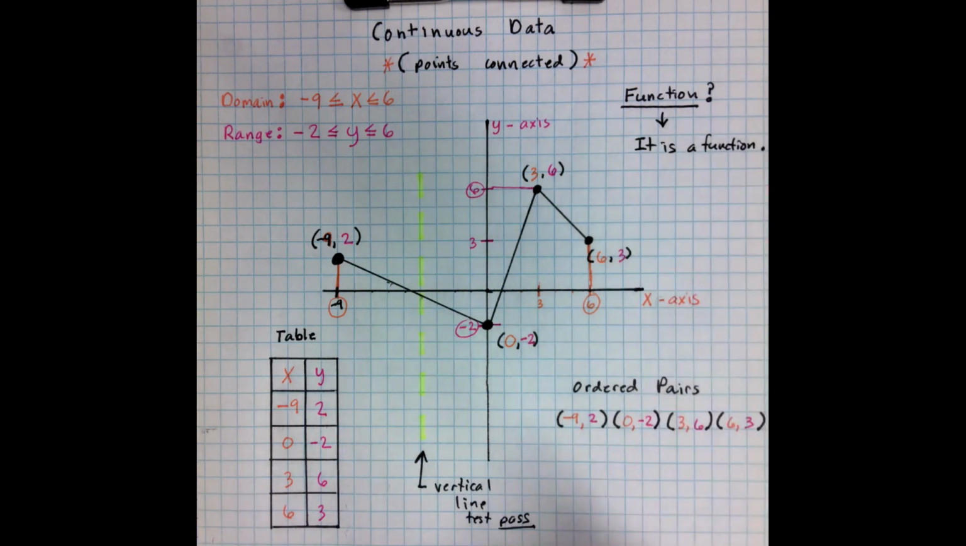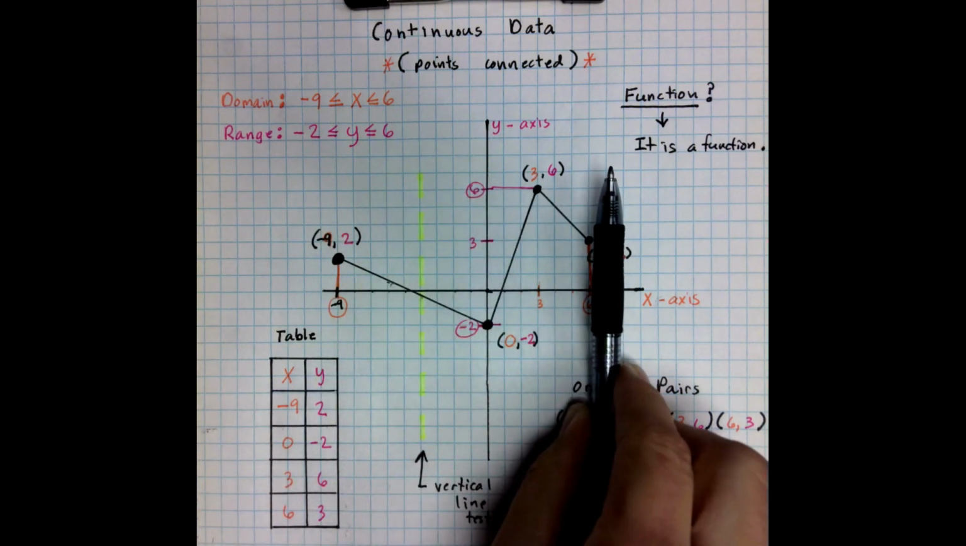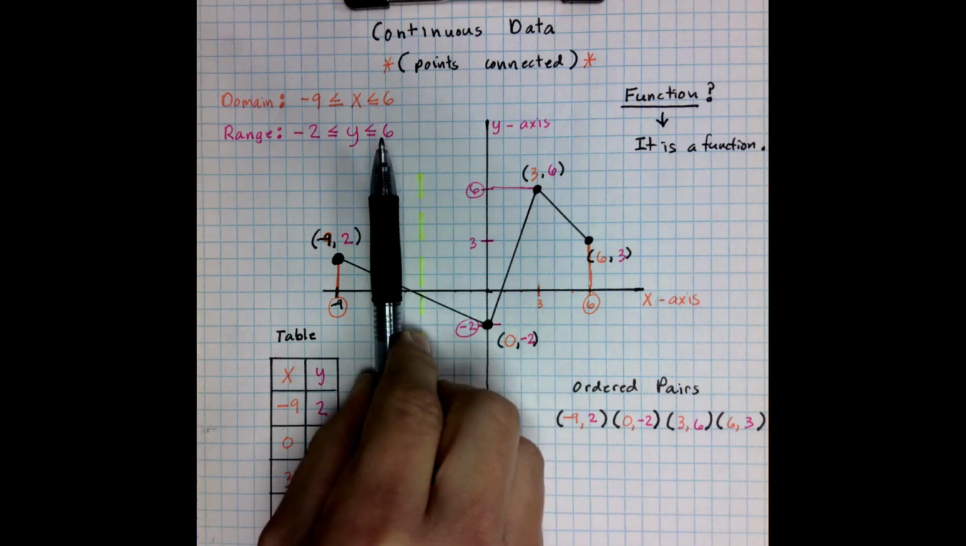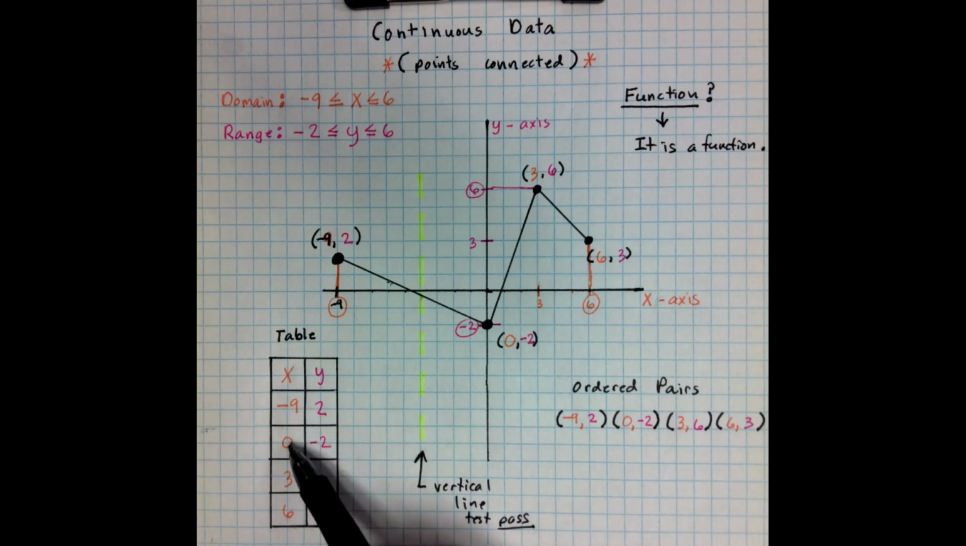Now, if somebody had not given us the graph, so we didn't have the image where we could do a vertical line test, and they give us a table, we could simply look at all the x values on the table and make sure that they're not repeating. For instance, there are no repeating x values. We have negative 9, 0, 3, 6, a different number each time. So that tells me that this is a function.